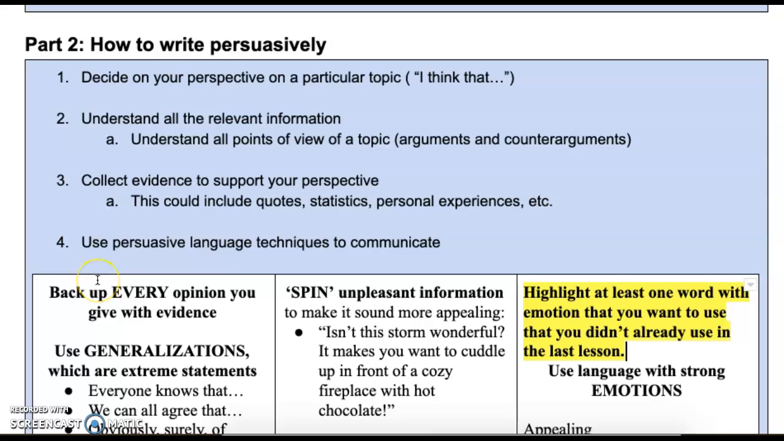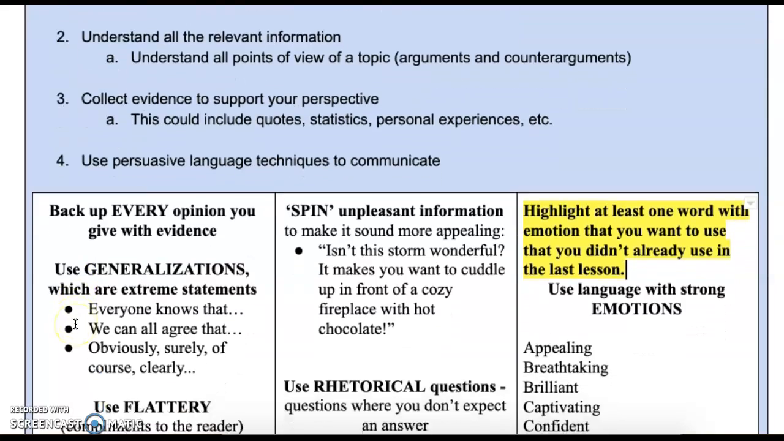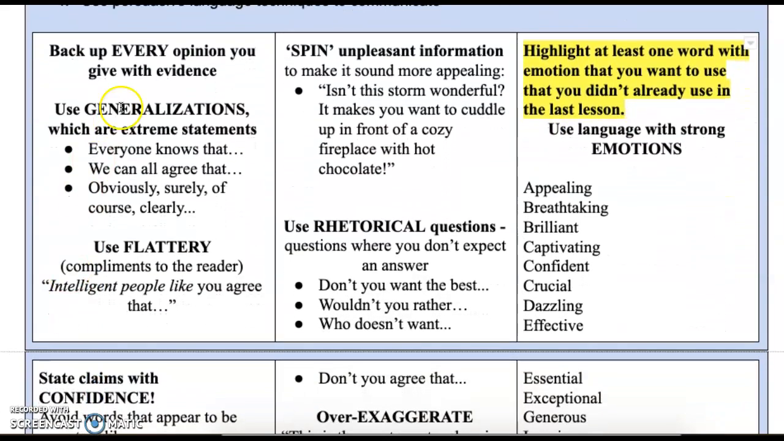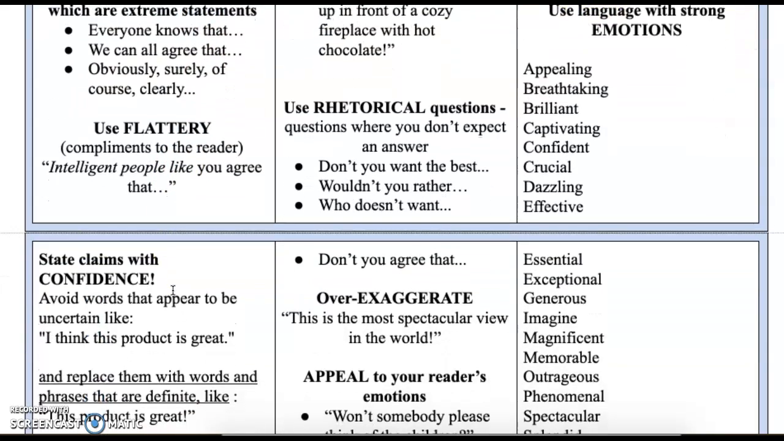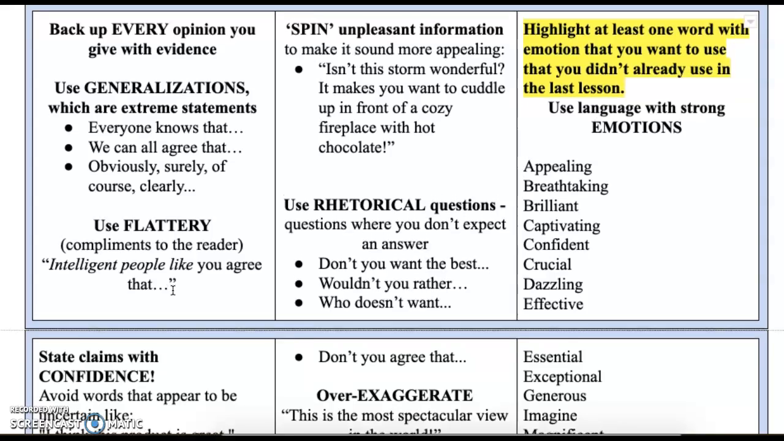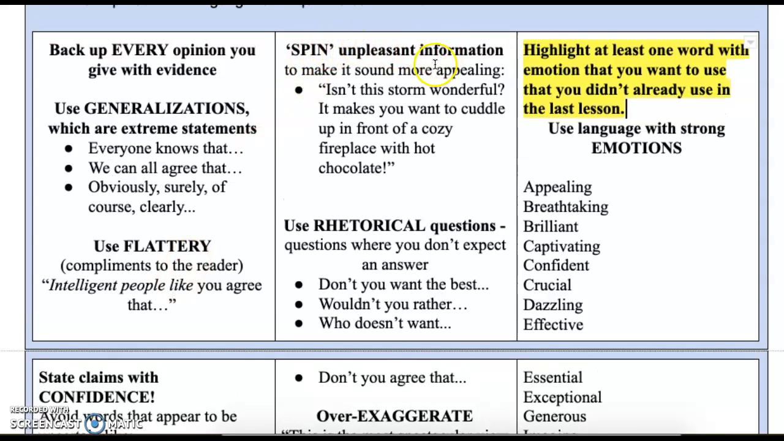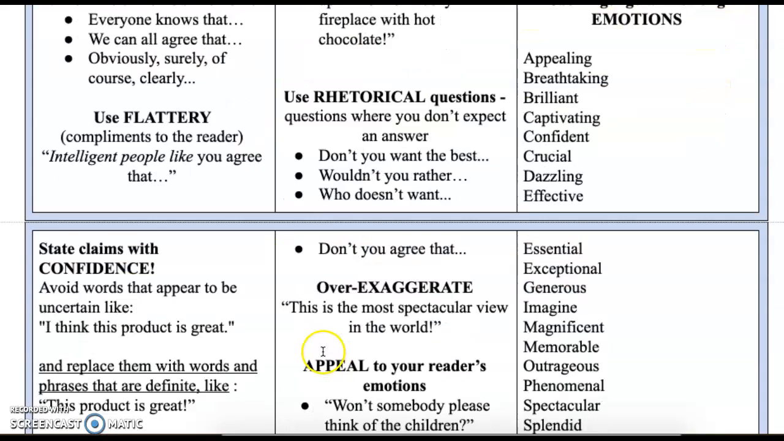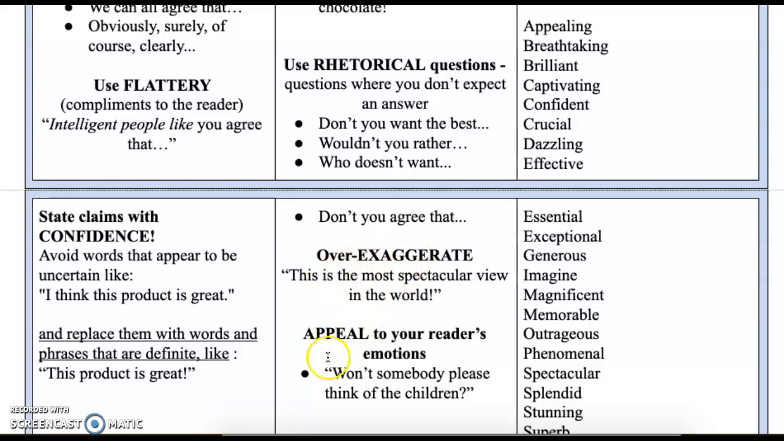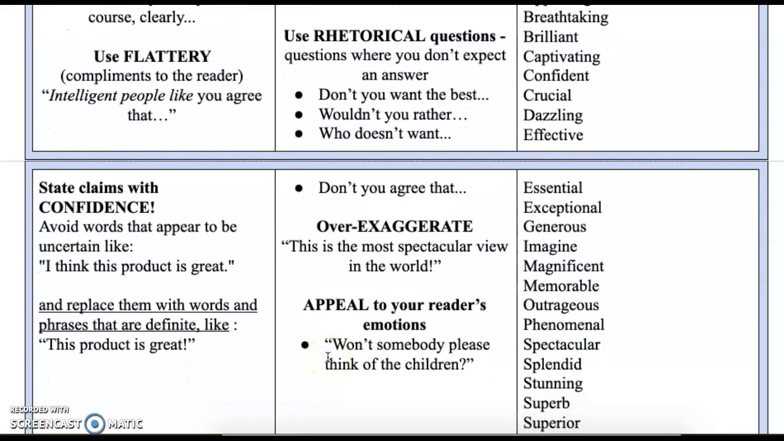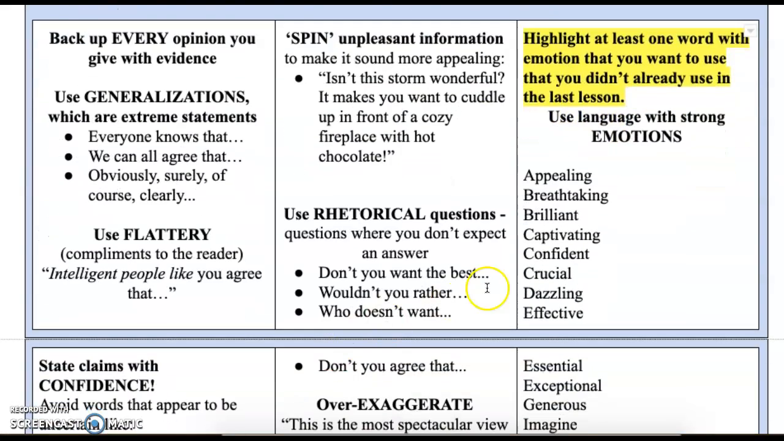As you look below, there are many different types of persuasive language techniques that you can use on this list. Back up every opinion to give your evidence, use generalizations, use flattery, state claims with confidence, spin unpleasant information, use rhetorical questions, over-exaggerate, appeal to your reader's emotions, and the last one is use language with strong emotions. There are other techniques that are not here, but we limited it to these.